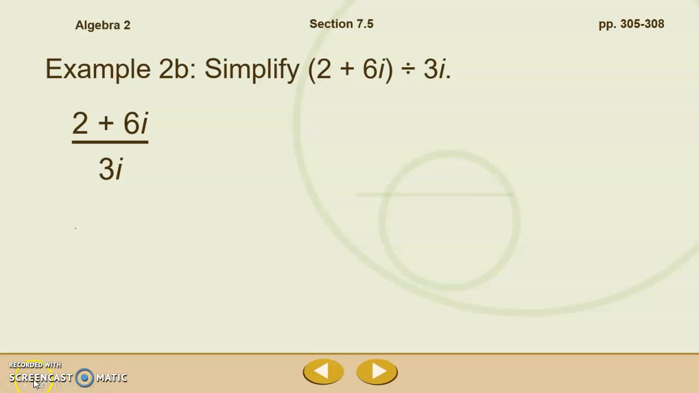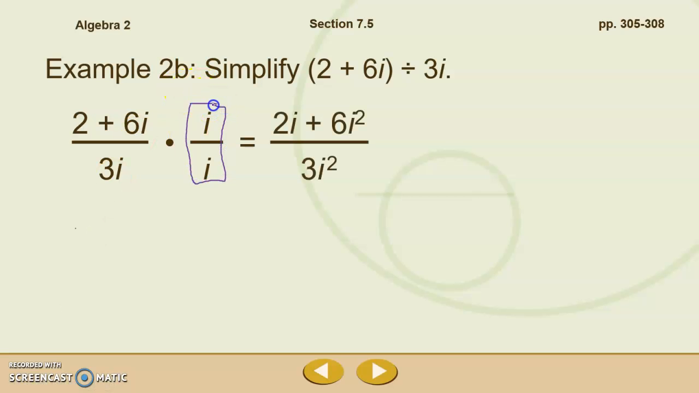There we go. So we're going to rewrite that first as 2 plus 6i divided by 3i. And then we need to rationalize our denominator. We need to turn this i into an i squared. And we do that by multiplying by i over i. And we remember that anything divided by itself is 1, so we're just multiplying by 1. We're not changing the quantity, we're changing the form. We're changing what it looks like.